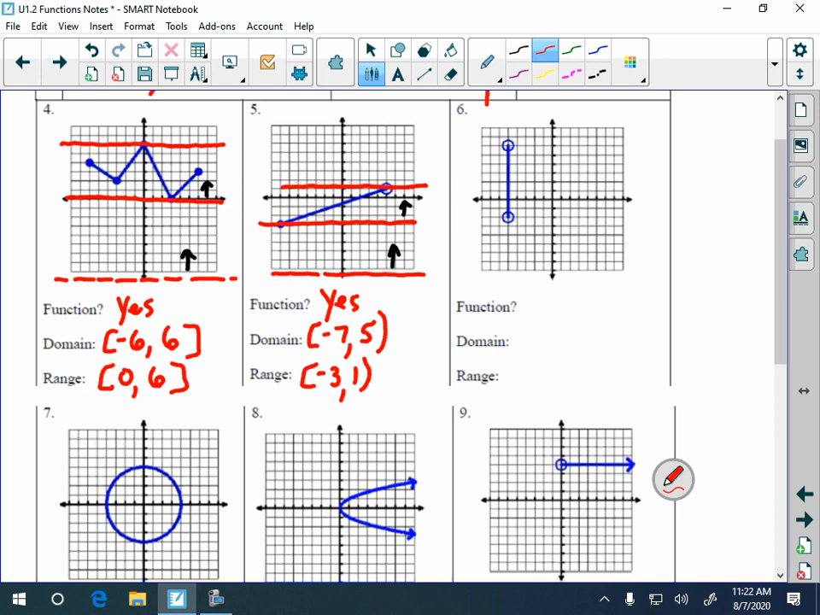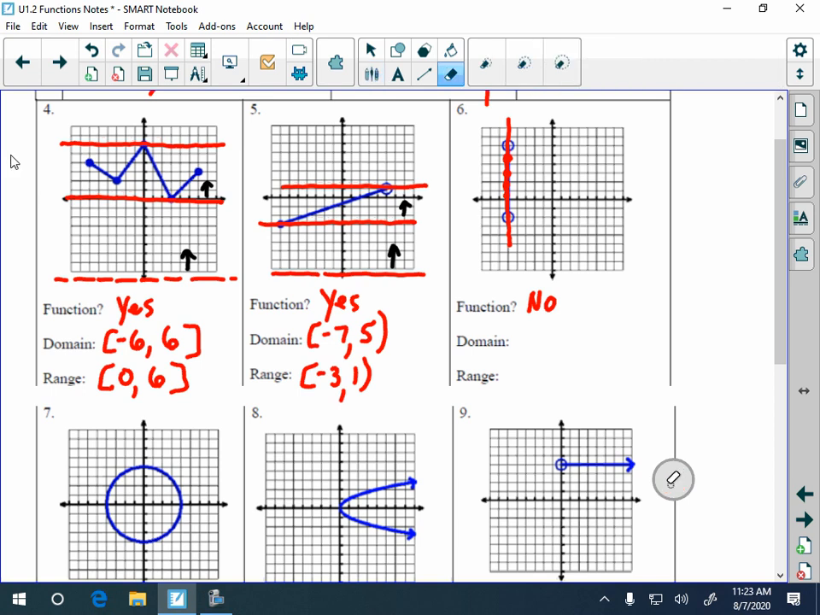All right, number 6. Okay, is this a function? Well, it looks like it's a vertical line segment, and if I draw a vertical line through a vertical line, it's going to intersect more than one time. So no, this is not a function.